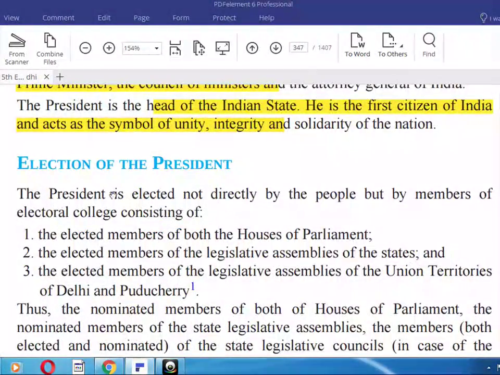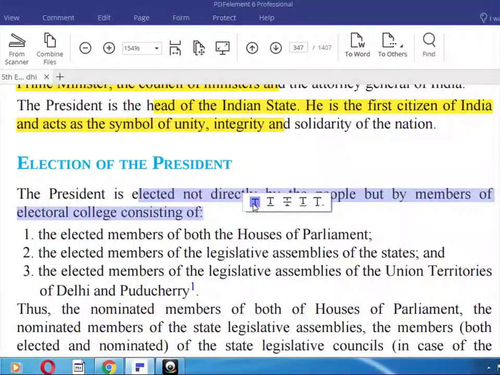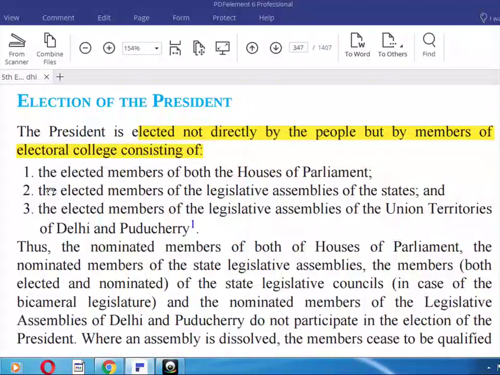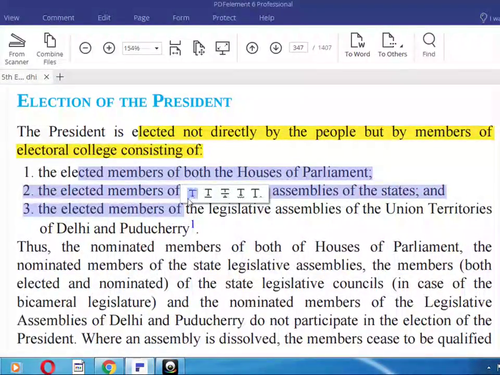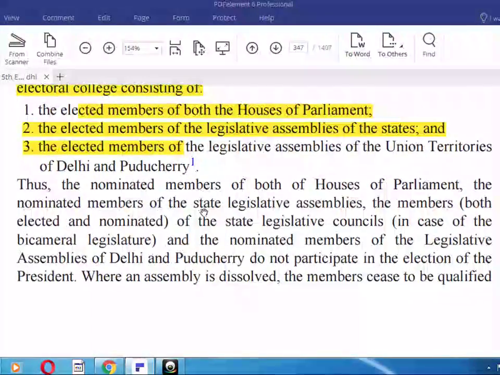Election of the President. The President is elected not directly by the people, but by members of the Electoral College. It consists of the elected members of both Houses of Parliament, the elected members of the Legislative Assemblies of the states, and the elected members of the Legislative Assemblies of the Union Territories of Delhi and Pondicherry.